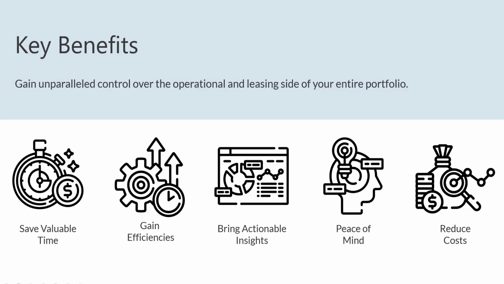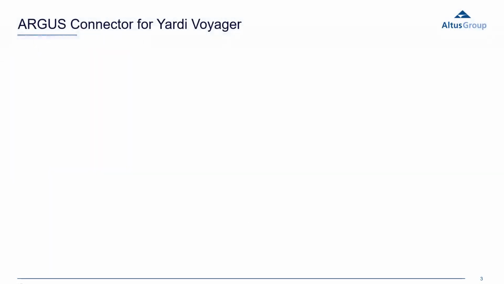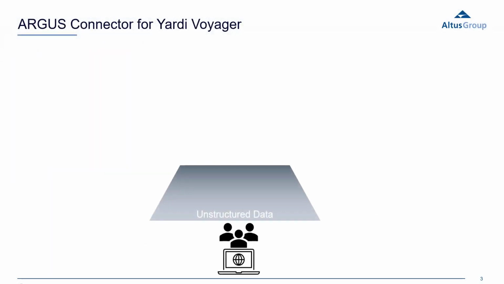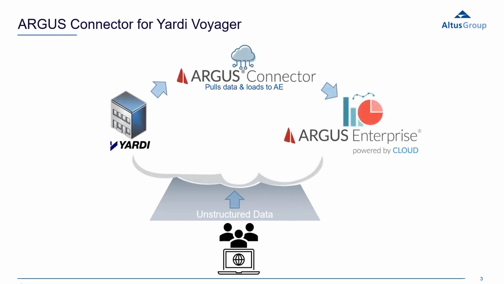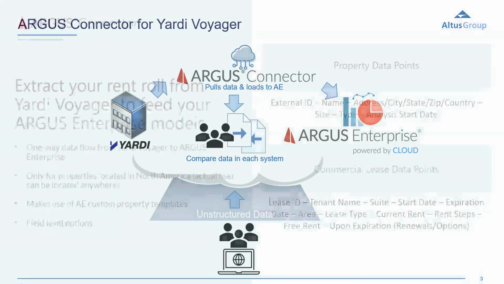This process can also be slowed down when different users access unconnected systems and datasets. The automated process offered by the ARGUS connector eliminates manual entry errors and therefore maintains data accuracy and validity. Additionally, it allows for a consistent and up-to-date flow of information from Yardi Voyager to ARGUS Enterprise to enable timely modeling and reporting.